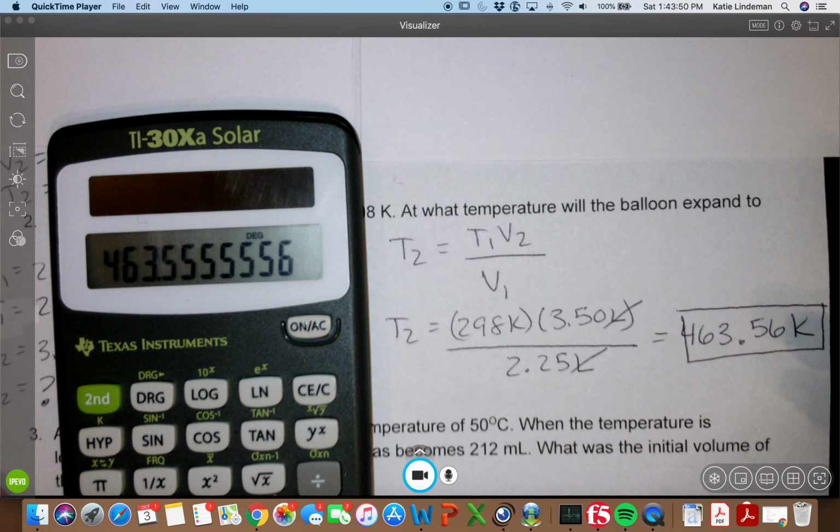Again, if you can type this all in your calculator in one fell swoop, go for it, but I try not to rush that.